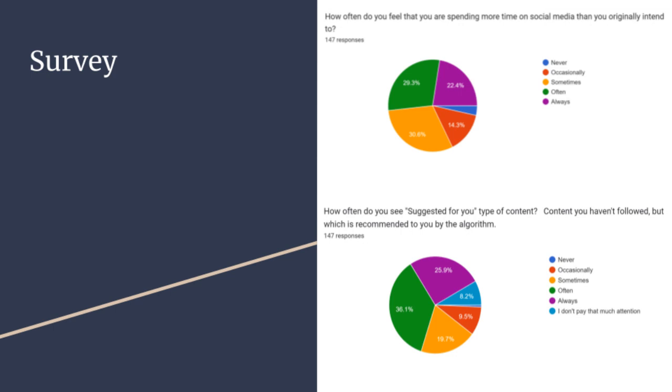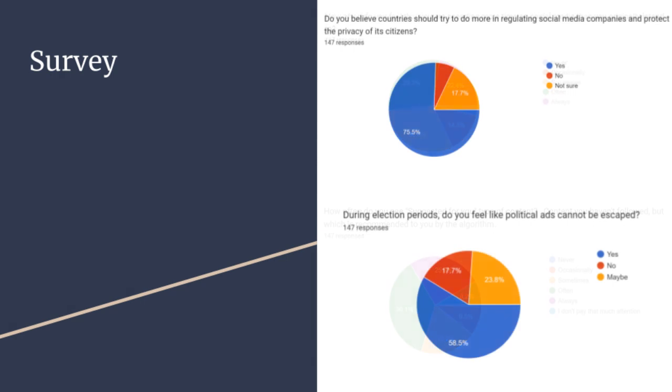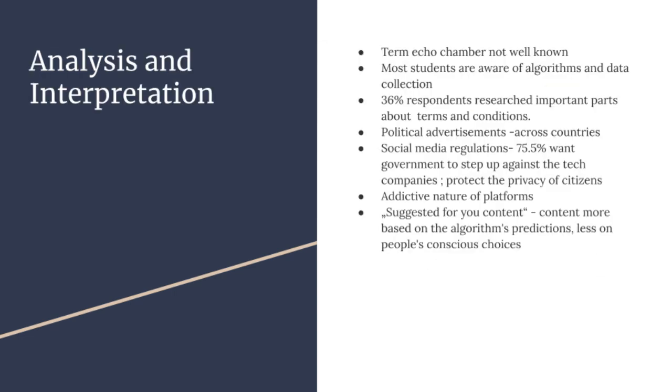80% of respondents from Bosnia and Herzegovina and 71% of respondents from Poland believe that they could not escape political advertisements during elections. On the other hand, in India, only 30% of people believed so. This difference may be because of the different age demographic, as responses from India were younger than responses from other countries we surveyed. The question about government regulation became crucial to our survey, as here the majority of respondents, 75.5%, want the government to step up against the tech companies by creating social media regulations to protect the privacy of its citizens.